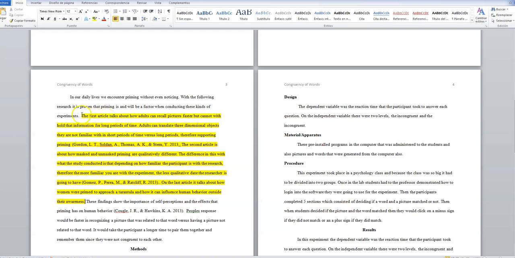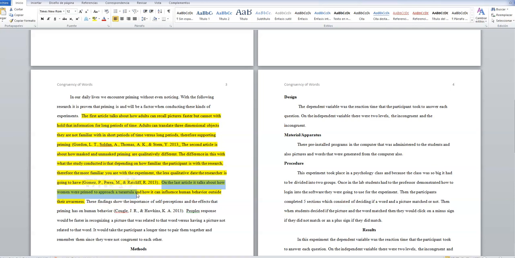But notice what the person is doing. The first article talks about this. The second article talks about this. The third article talks about this. The person who wrote this paper is making an effort to summarize, sure, but is not making an effort to synthesize. If you remember, synthesizing means that you combine the different articles and you glue them together.